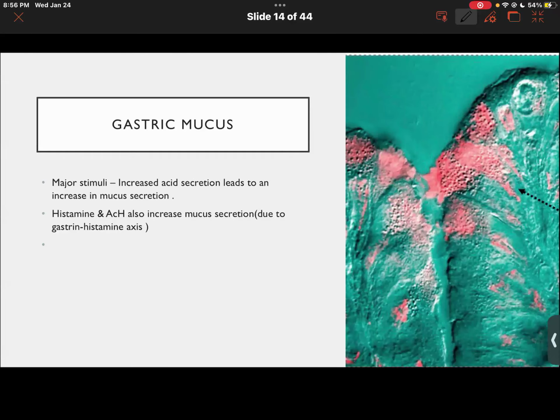Now we have gastric mucus. So I'm going to start with the picture, and I just put this picture in because it's really cool. So you see the green part of the picture are the mucus glands of the stomach. So this is the lumen of the stomach, and these are the glands. You can follow my outline. So this is mucus. The pink one is the mucus that's being released, and I just thought it was a really cool picture.